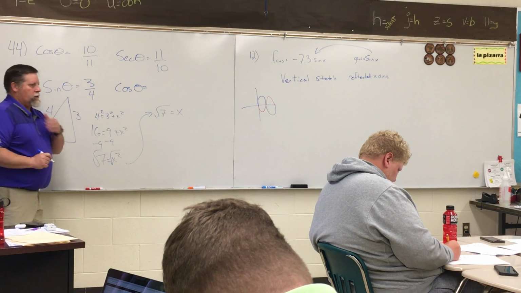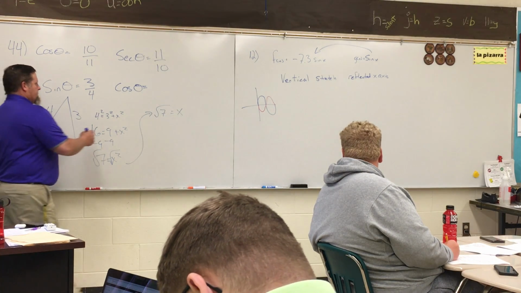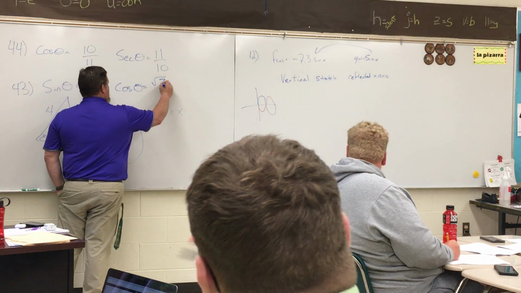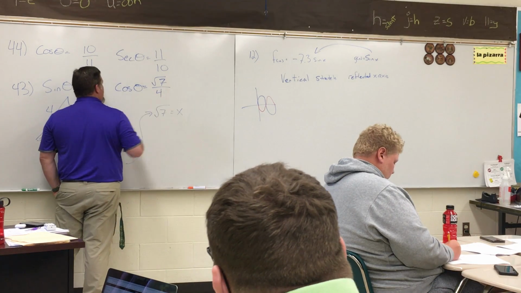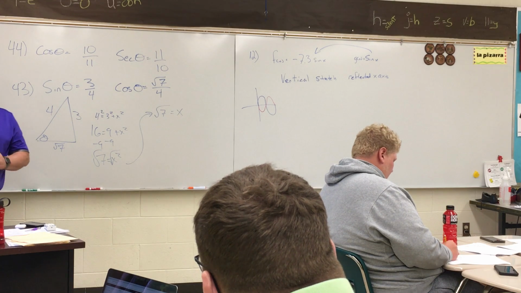What's the definition of cosine? X over the radius, or hypotenuse. There it is. I have to build the triangle, find the third side, and apply the definition.